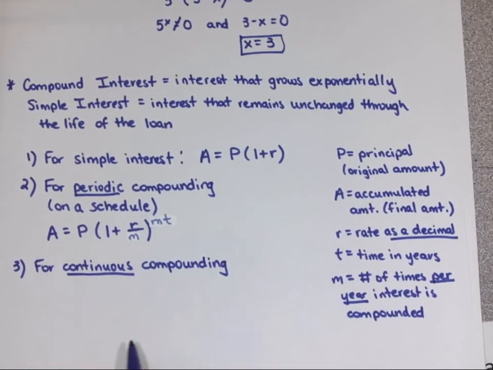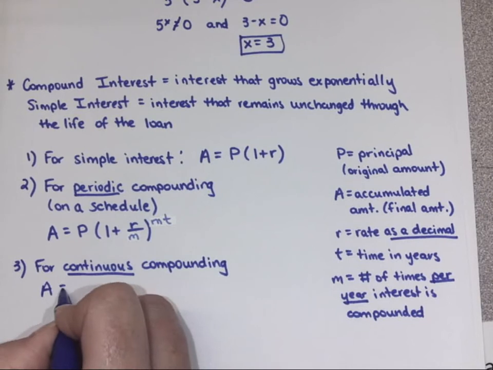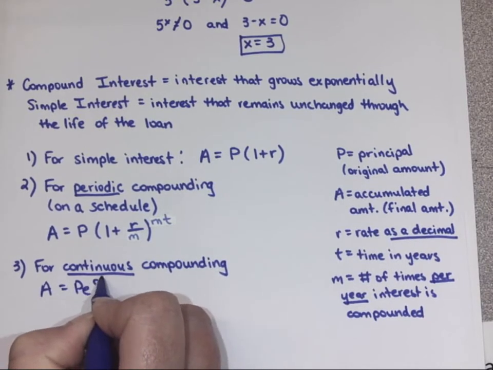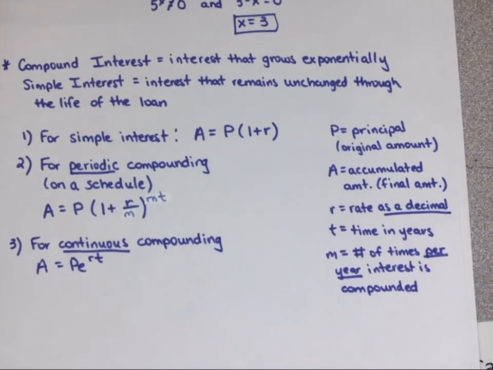And continuously compounding means the interest is kind of always being figured. I call this the PERT formula. Just make sure that you know that the R and T are actually in the exponent spot. Okay, so it's not all of them multiplied by each other. It's P times e to the RT power.